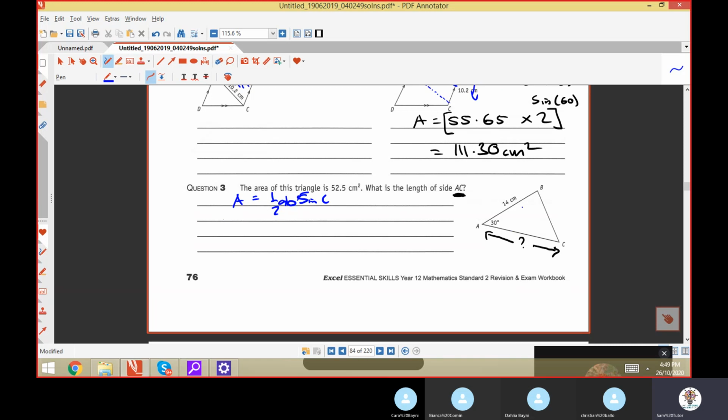So here's our triangle. We have to find the question mark, which is AC. We could just substitute that with any letter you want. Let's just say X for simplicity. And we just go, area is already given to us, it's 52.5. So we go 52.5 equals half times 14 times X times sine 30.